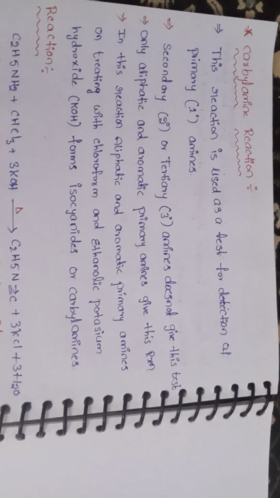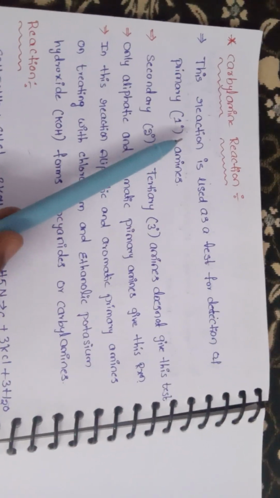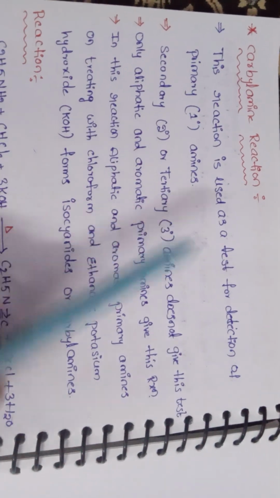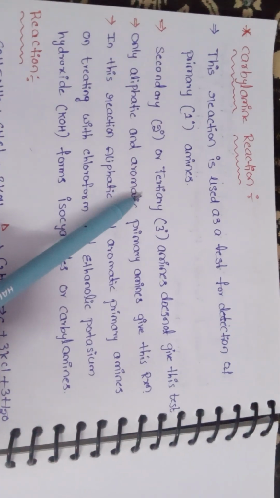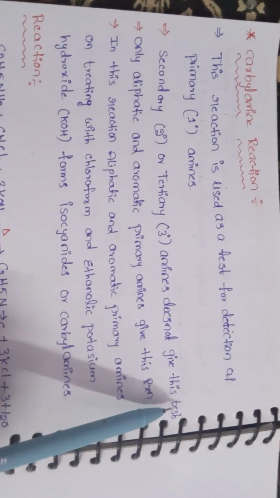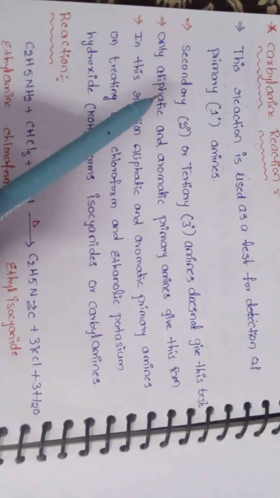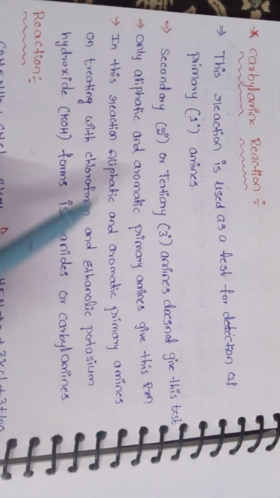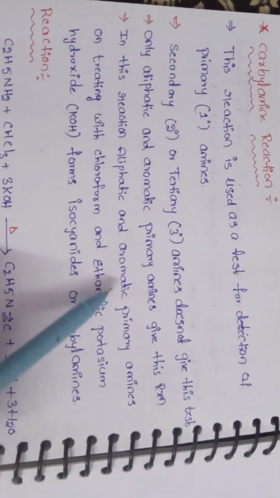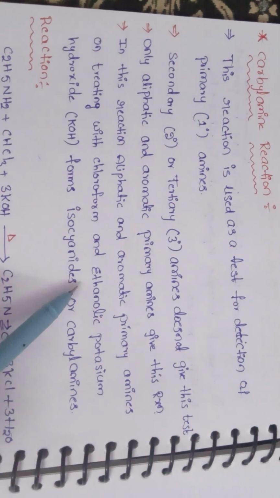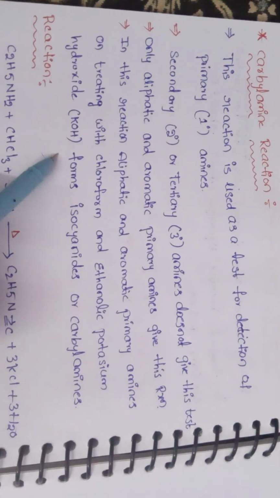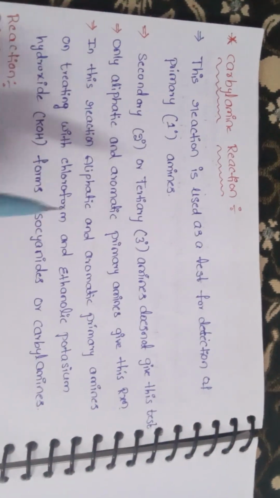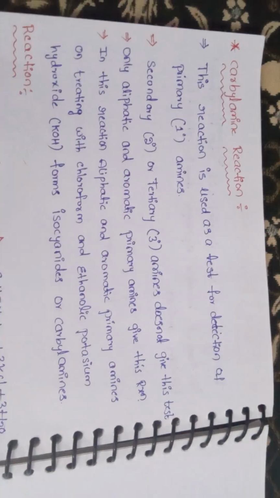So coming to the topic, carbylamine reaction. This is an important procedure. This reaction is used as a test for detection of primary amines. Second point, secondary or tertiary amines do not give this test. Only aliphatic and aromatic primary amines give this reaction. In this reaction, aliphatic and aromatic primary amines on treating with chloroform and ethanolic potassium hydroxide, that means KOH, form isocyanides or carbylamines. This is the main procedure for the carbylamine reaction.